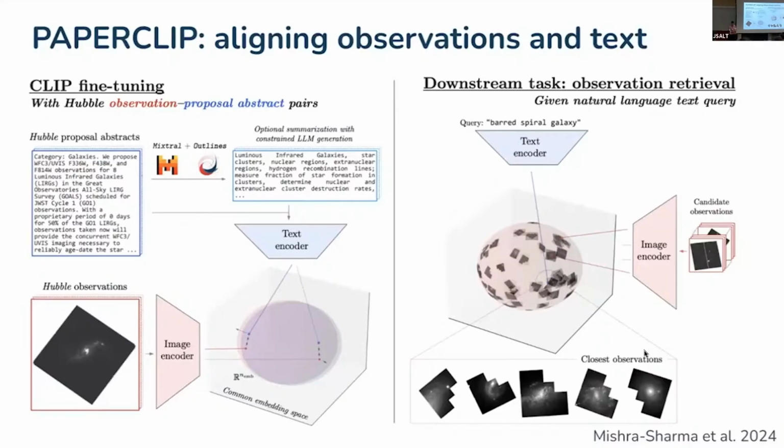So if you query something like a barred spiral galaxy, you can go and look in the text encoder, based on all the pre-training, the CLIP-like pre-training, and try to grab and sample the observations that come out. That gave you a barred spiral galaxy. In basically all these cases, these look like pretty good barred spiral galaxies, although this last one down here doesn't look so convincing to me.